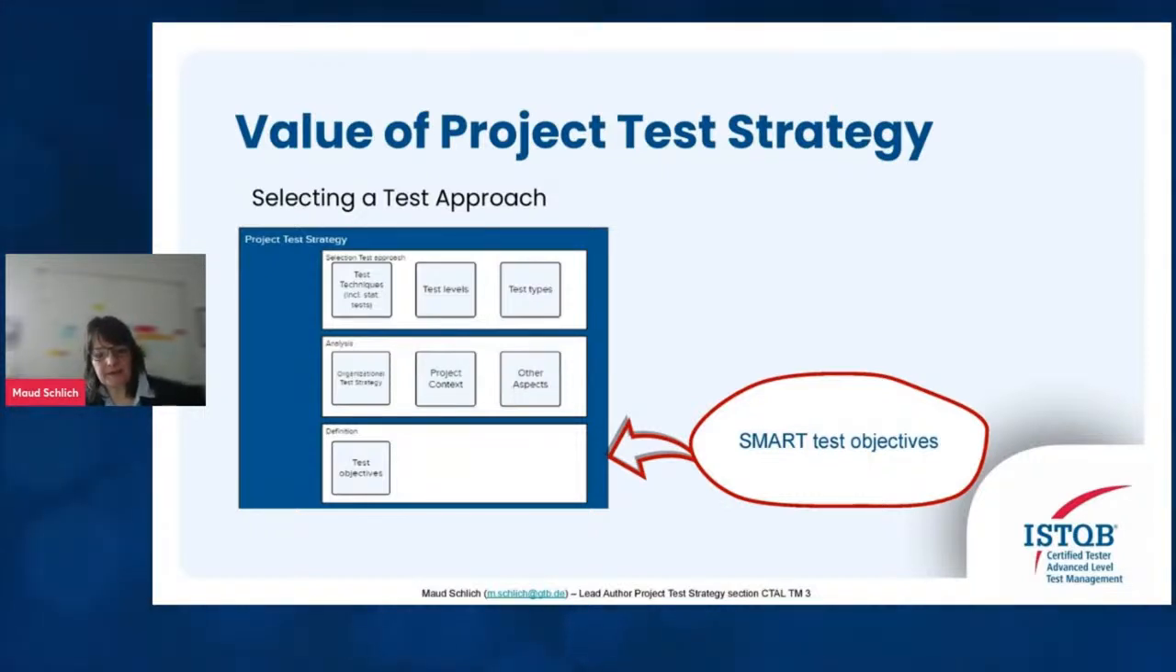Then it should be realistic. It should be achievable. And it should be testable. Now, what's a testable test objective? Well, it's highly connected with measurable because it's testable if you can really answer the question, is our test objective fulfilled or is it not?